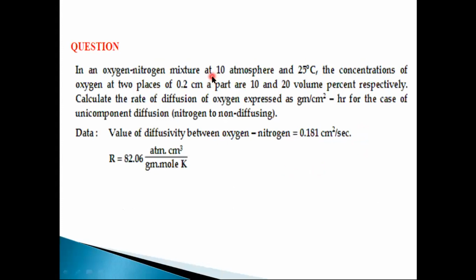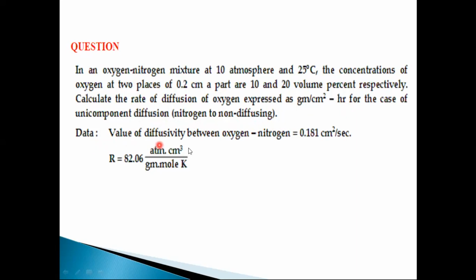In an oxygen nitrogen mixture at 10 atmospheric pressure and 25 degrees Celsius temperature, the concentrations of oxygen at two places 0.2 centimeter apart are 10 and 20 volume percent respectively. Calculate the rate of diffusion of oxygen expressed as gram per centimeter square hour for the case of unicomponent diffusion, nitrogen being non-diffusing. This is the case of stagnant film, where NB is equal to 0, and component A is oxygen and component B is nitrogen. NB, the molar flux for nitrogen, is equal to 0.